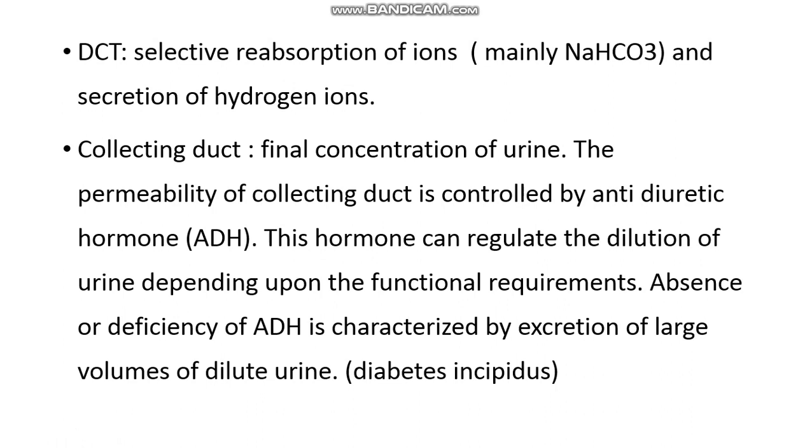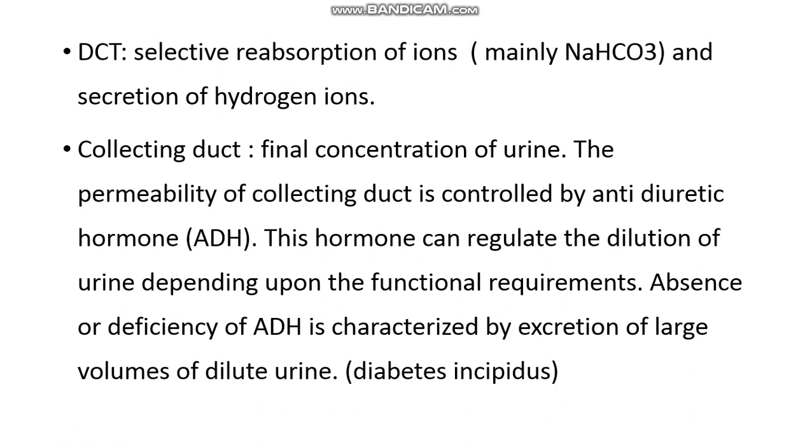The permeability of the collecting duct is controlled by antidiuretic hormone. This final concentration happens with the help of one hormone known as antidiuretic hormone or ADH, that is vasopressin. This hormone regulates the concentration or dilution of urine depending upon the functional requirements. Absence or deficiency of ADH is characterized by excretion of a large volume of dilute urine.